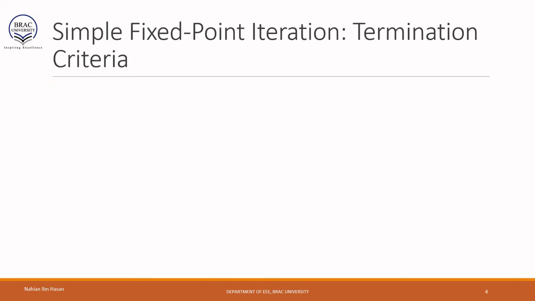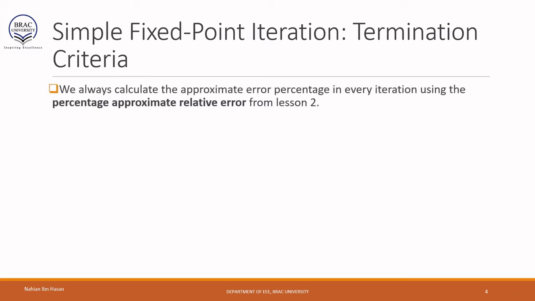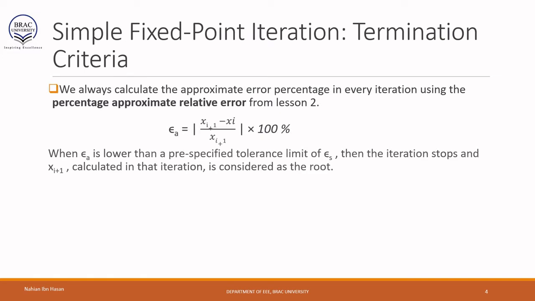That's why in the previous methods, that means the bisection method and the false position method, we used a pre-specified tolerance limit epsilon. Similarly we are going to use the same approach in simple fixed point iteration. Actually, this epsilon a, the percentage approximate relative error, is going to be used in almost all of our numerical methods, because it is a simple procedure to terminate our code, and that's why we are going to use this formula in almost all of the numerical methods that we are going to cover in this numerical methods course.